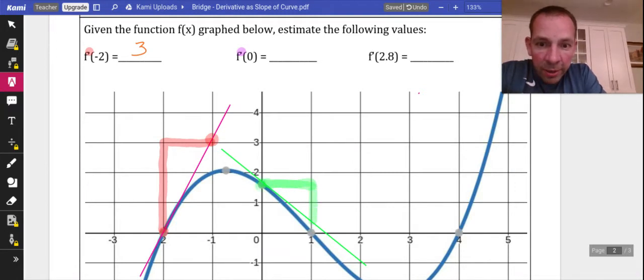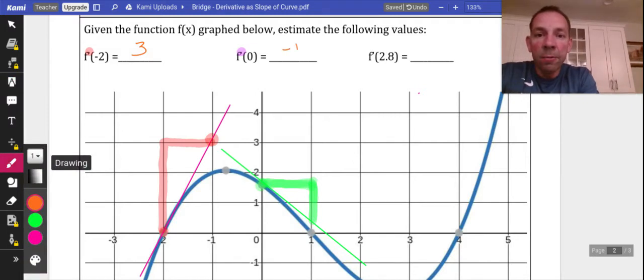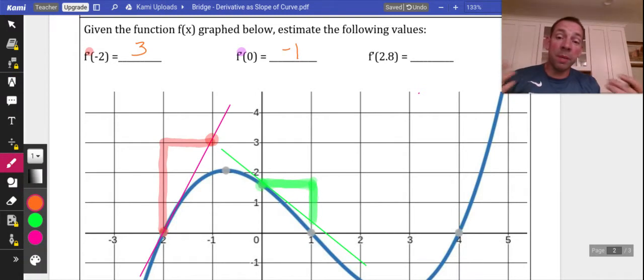Of course, I'm starting in the middle of a block right there. Looks like my run is a 1, and it looks like my rise might be a -1. So we can say roughly it looks like the slope is going to be a -1. We just got to make sure that when it's supposed to be positive, we get positive, and when it's supposed to be negative, we get negative.